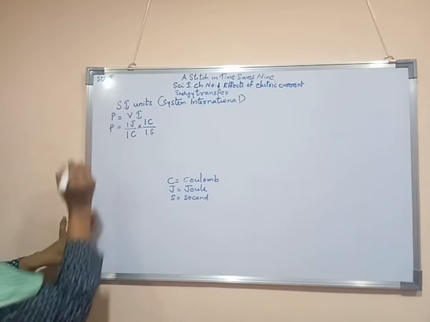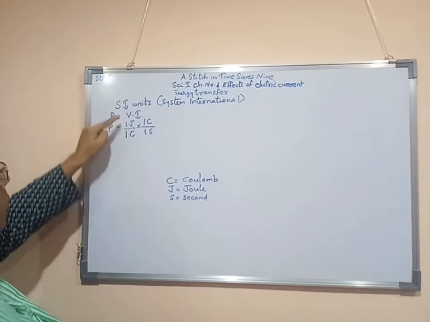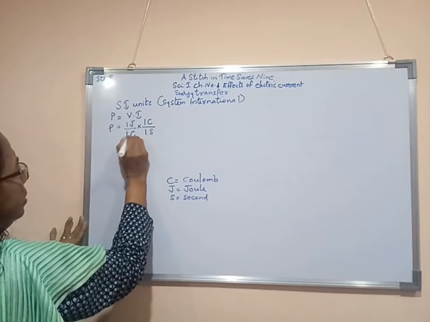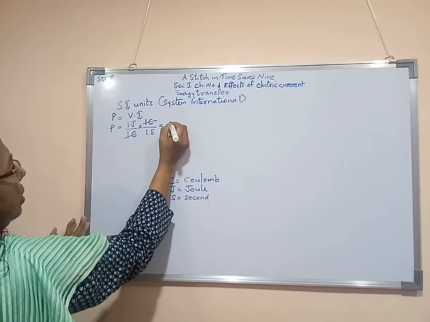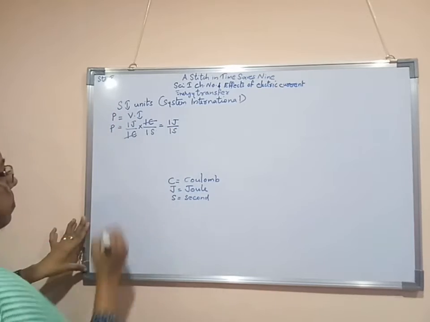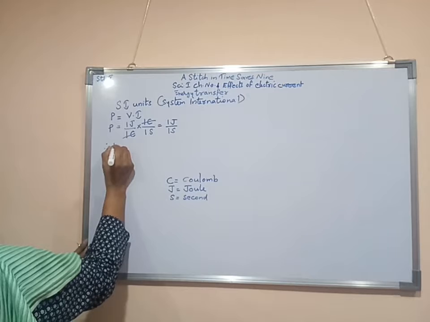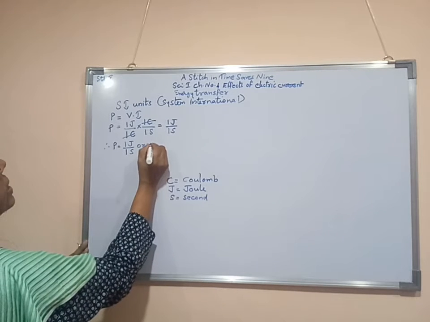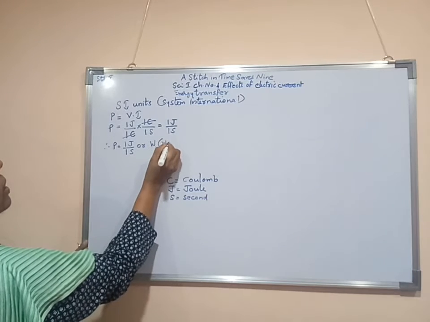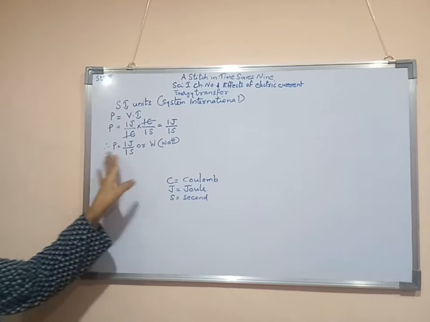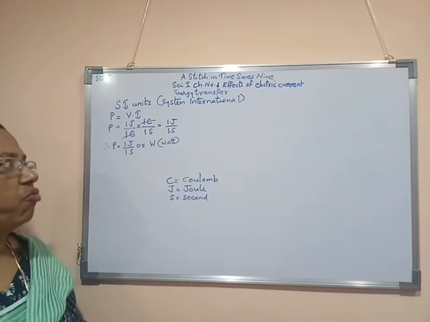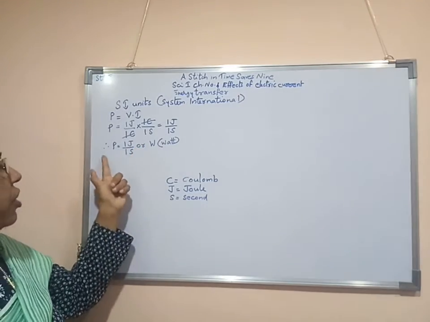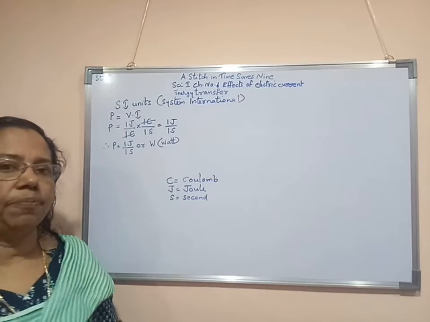Now here again I am writing P. P is equal to V into I. V means 1 joule per 1 coulomb into 1 coulomb upon 1 second. Now this coulomb and this coulomb cancel, so we will get 1 joule per 1 second. Therefore P is equal to 1 joule per 1 second, or we can call it W, or watt. So the unit of power is watt, W-A-T-T, or we can write W. In numericals we have to mention the unit, so the unit of power is W, or watt.